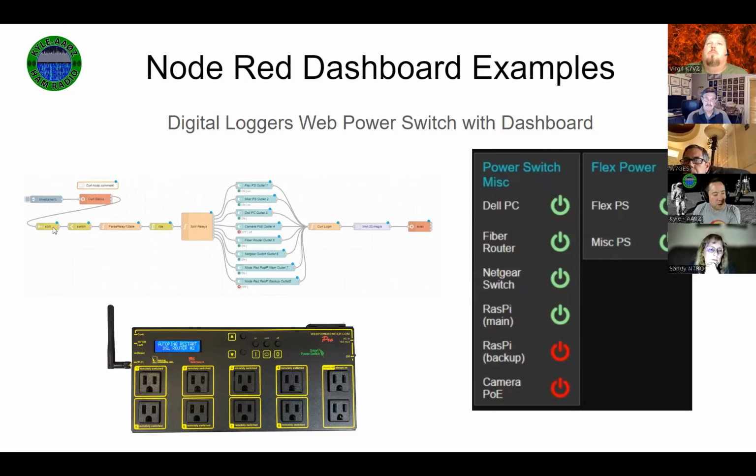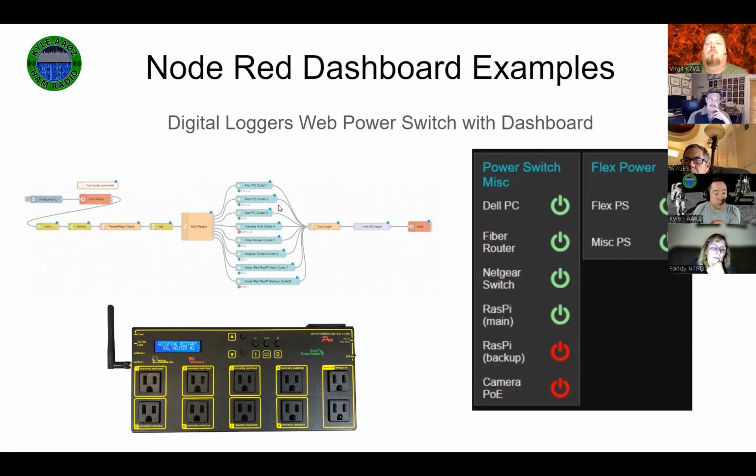So this is the flow. It starts the flow, probably polls it every second, does a curl status, which, this thing runs Linux, and gets the status of all of the ports on if they're on and off. These right here are dashboard nodes. So it's got Flex 1, PS Outlet 1, miscellaneous PS Outlet 2. So you can rename these, and these are all your dashboard nodes.